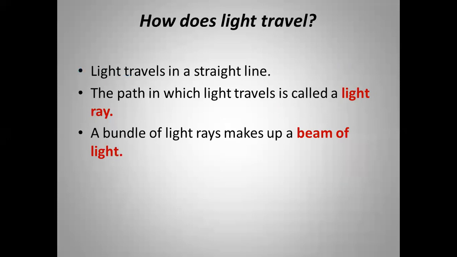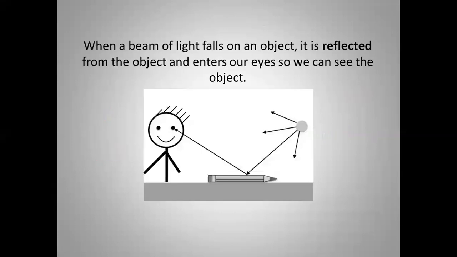How does light travel? Light travels in a straight line. The path in which light travels is called a light ray. A bundle of light rays makes up a beam of light. When light comes out from a light source and falls on an object, this light will be reflected to our eyes. This is how we can see objects.